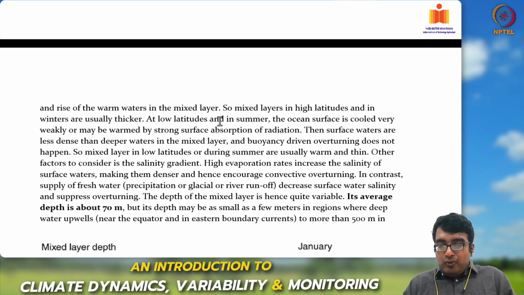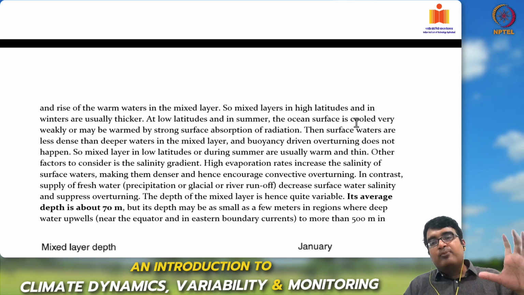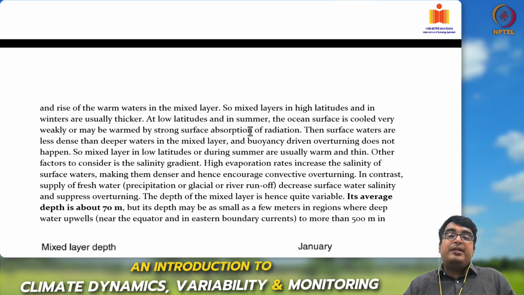At low latitudes and in the summer, the ocean surface is cooled very weakly because the atmosphere is also quite hot and may be warmed by strong surface absorption of radiation. So because the solar insolation is so strong, you will have significant heat absorption near the surface as well, whereas the cooling is relatively muted. So the surface waters remain relatively warm, depressing the effect of convective overturning. Therefore, buoyancy driven overturning does not happen.